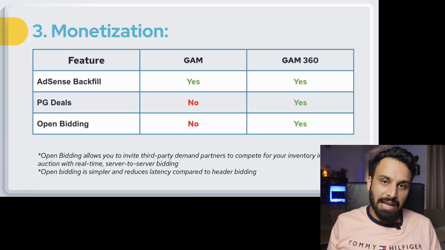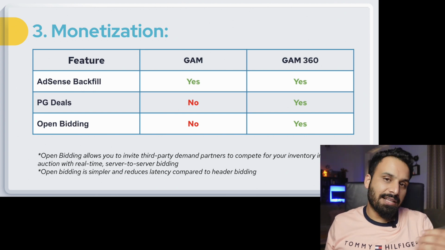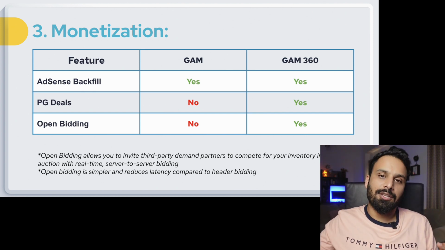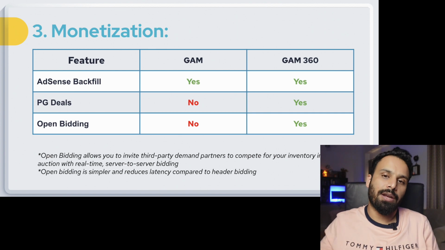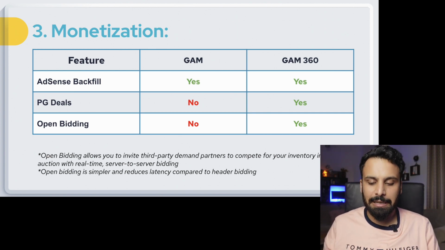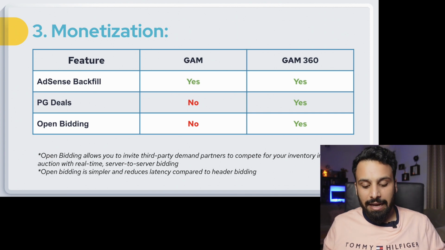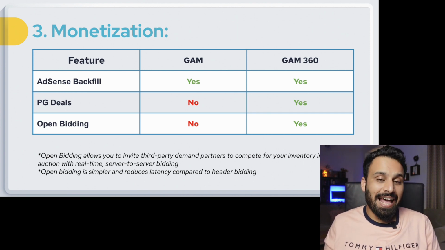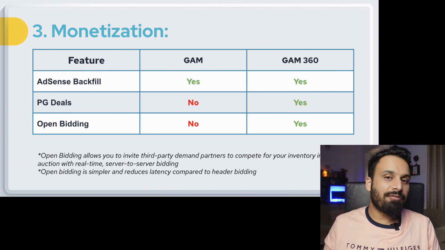Now, in terms of monetization, if you're using Google Ad Manager, you can use AdSense backfill, which means you can integrate your AdSense account and still show ads on your website from AdSense through Google Ad Manager. It integrates seamlessly, which happens in Google Ad Manager 360 as well. And in terms of PG deals, programmatic guaranteed deals, that is one limitation in a Google Ad Manager account.